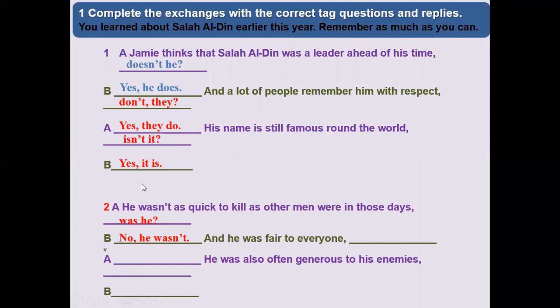He speaks first saying he wasn't. Right, what you said is correct, he wasn't like that. He wasn't as quick to kill the others. And he was fair to everyone. He was fair. Salah ad-Din was fair. He was fair, wasn't he? Yes, he was. He was also often generous to his enemies. He was also, wasn't he? We reply to him, we say yes, he was.